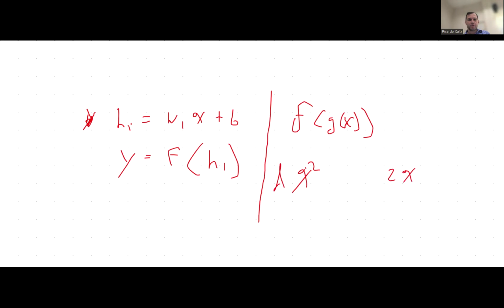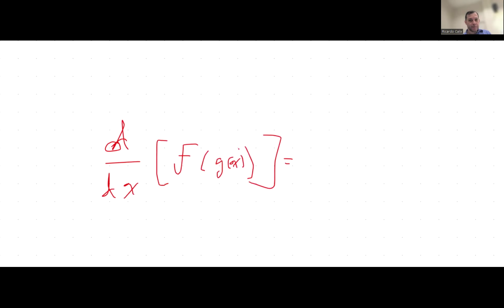So now, the chain rule can be written as follows. The derivative d/dx of the whole thing, f of g of x, is going to be, and this is probably what you're asking, the derivative of f with respect to g times the derivative of g with respect to x. So you start building this to take these derivatives.